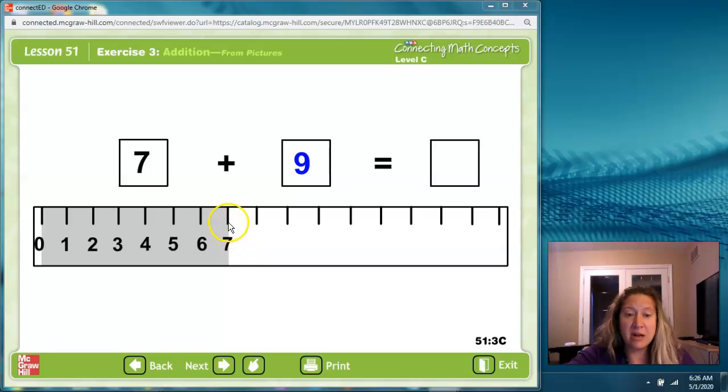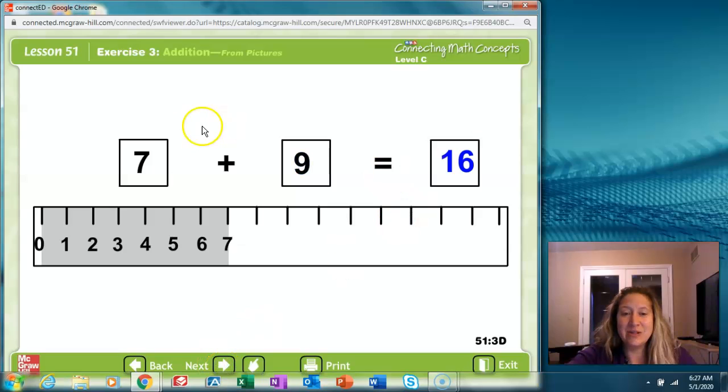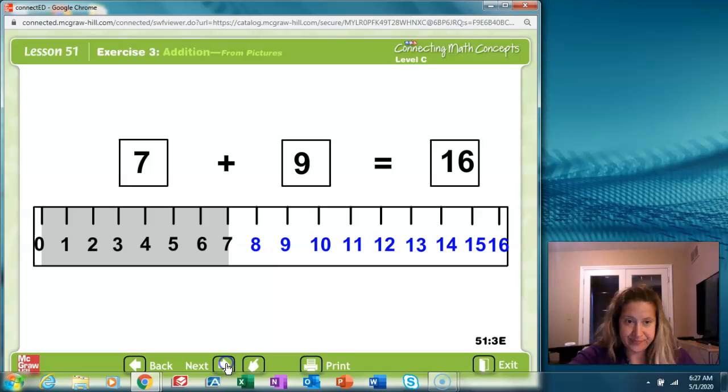Now we'll start by counting on from 7 to see how many inches long the ruler is. So this gets 7 going. 7, 8, 9, 10, 11, 12, 13, 14, 15, 16. So 7 plus 9 equals 16. So you're using the ruler as a number line. Okay, let's look at another one.